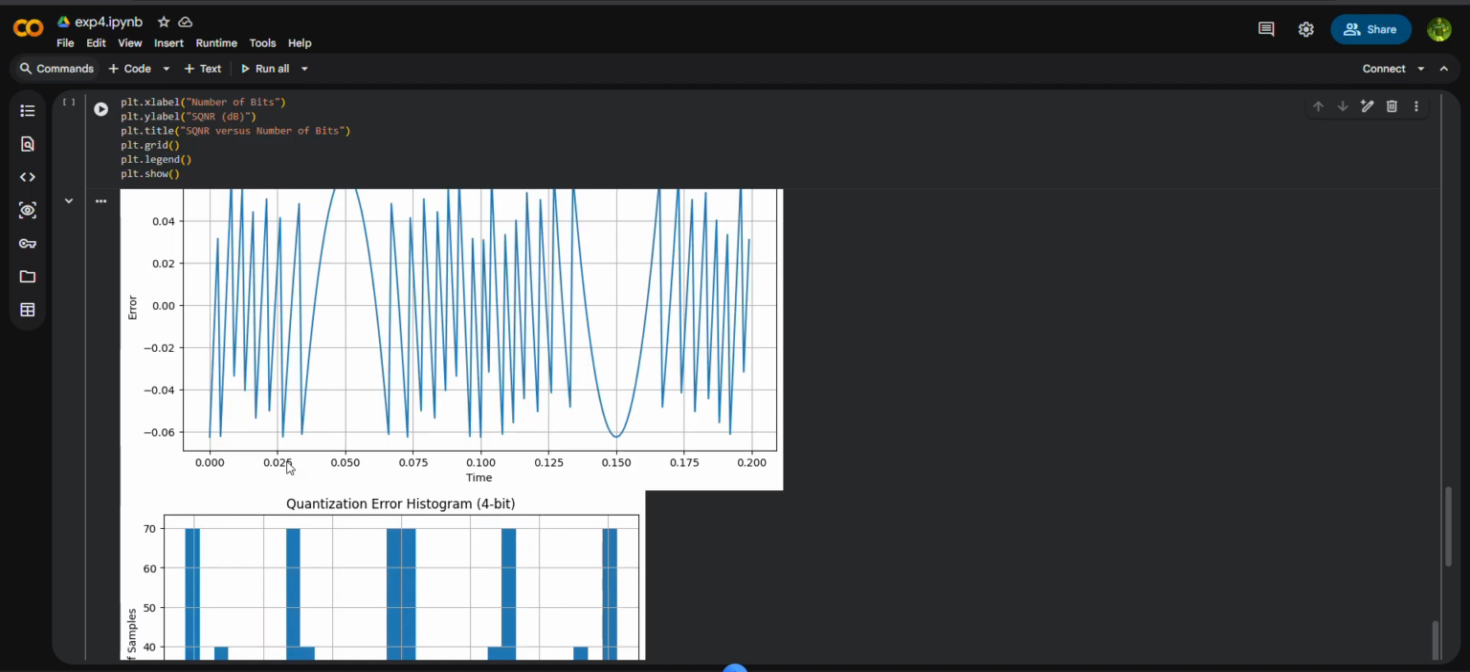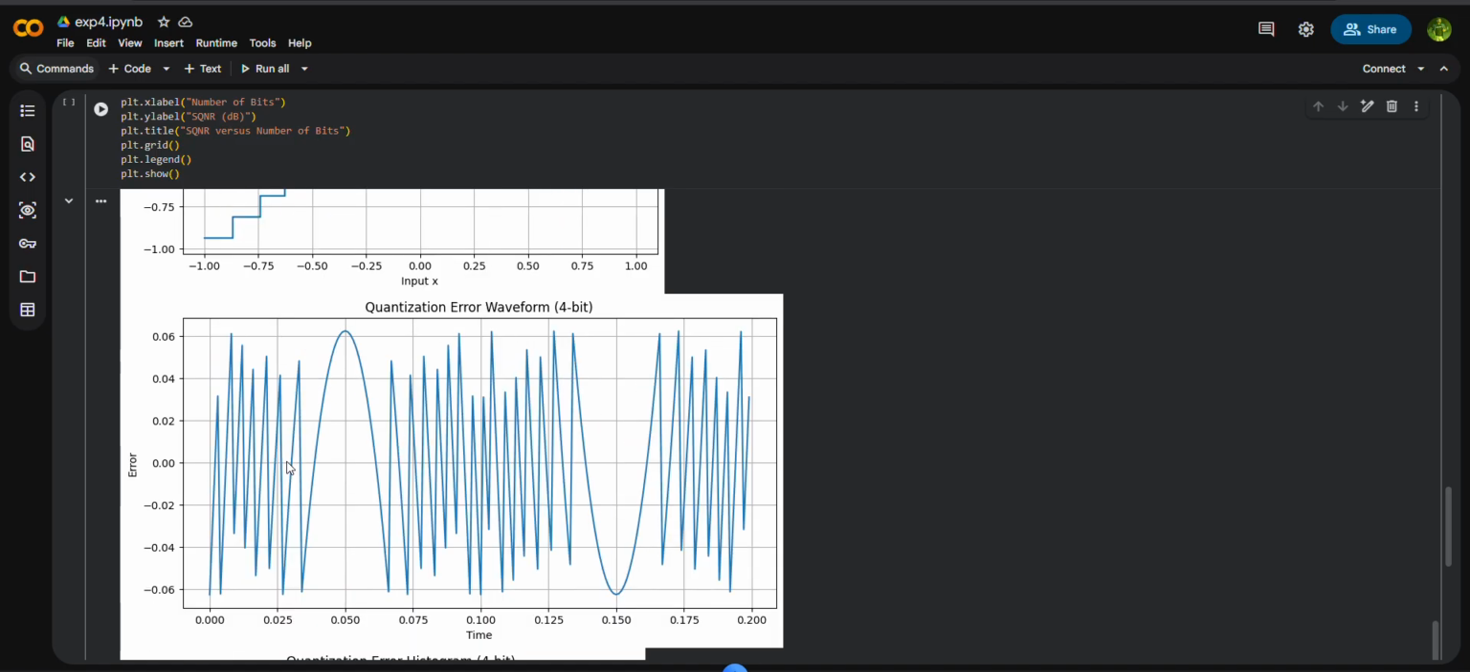This error is calculated as e[n] = x[n] minus xq[n], where x[n] is the original signal and xq[n] is the quantized signal. For an ideal uniform quantizer, the error should remain approximately within minus delta by 2 to plus delta by 2. Here delta means the quantization step size. As we increase the number of bits, delta becomes smaller. This is the delta. Therefore, the range of the quantization error also becomes smaller.